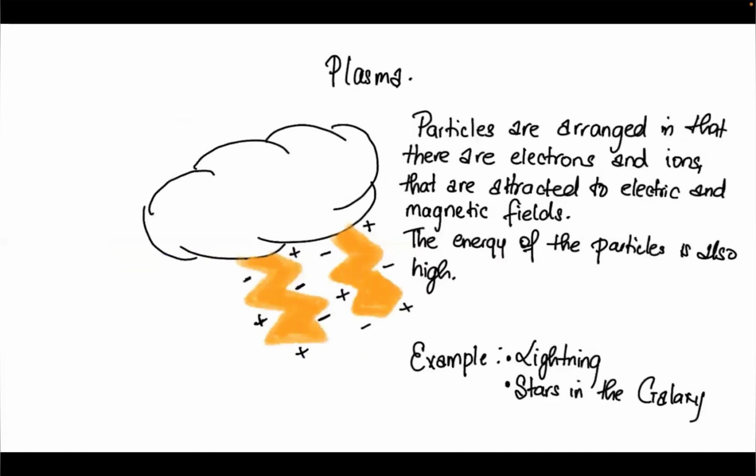Lastly, plasma. Now, the particles here are electrons and ions, and they are attracted to electric and magnetic fields, right? And of course, you must expect that the energy of these particles is very high. What are some examples of plasma? Lightning and the stars in our galaxy.